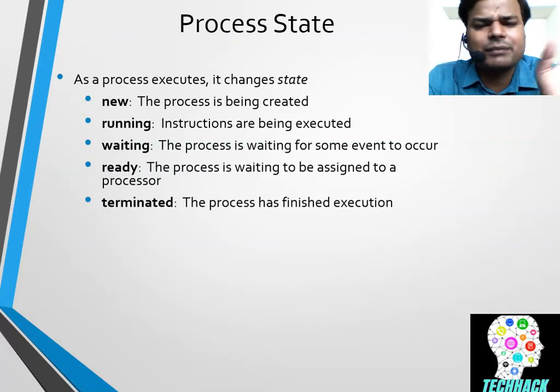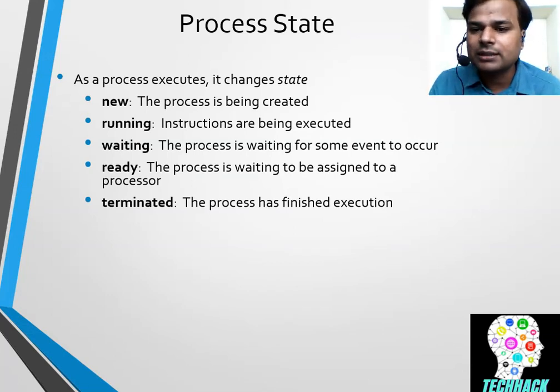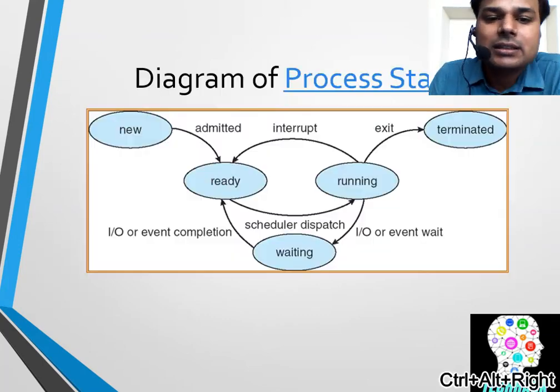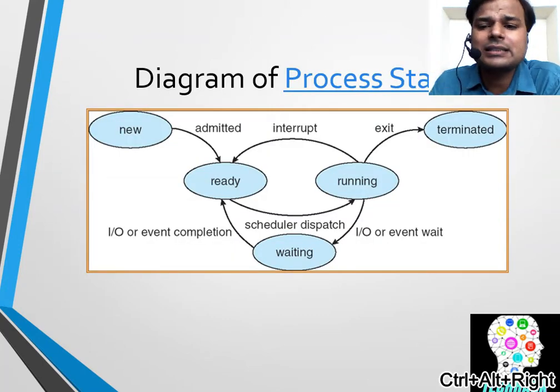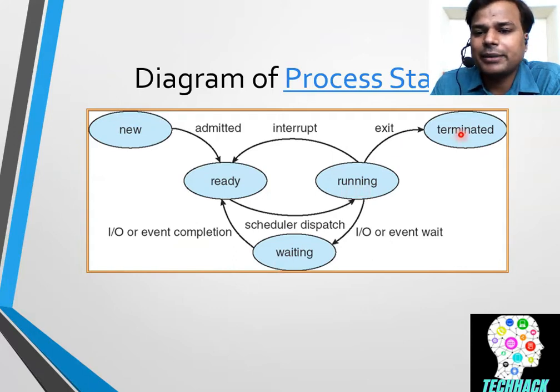And terminated is when the process says, I am done, I need to leave the system now, I have nothing more to do with the system, so please allow me to leave. So the process kills or terminates itself to leave the system. So guys, this is the process state diagram. You can check it out. There are 5 states: new, ready, running, waiting, and terminated.